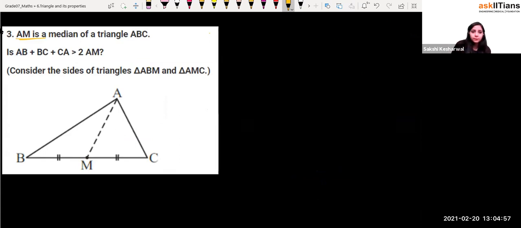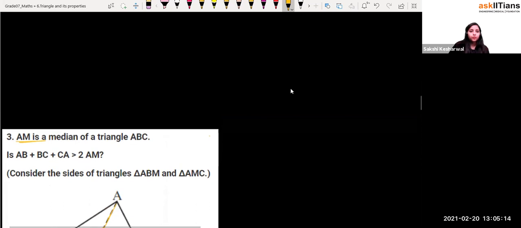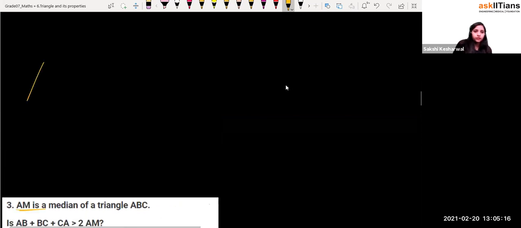Median is nothing but this line. The median is the line which joins the opposite side with the midpoint. We'll be doing more of the median in the next class. So AM is a median of triangle ABC. Is this true or not? If I have any triangle like this, and I say that this is the midpoint, and you join this line from here, this is going to be a median, right?